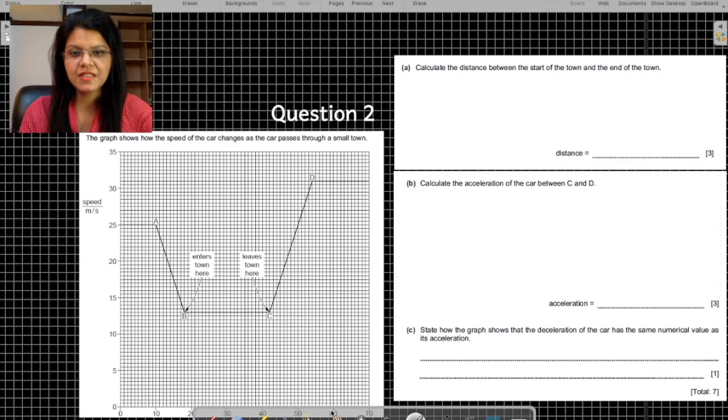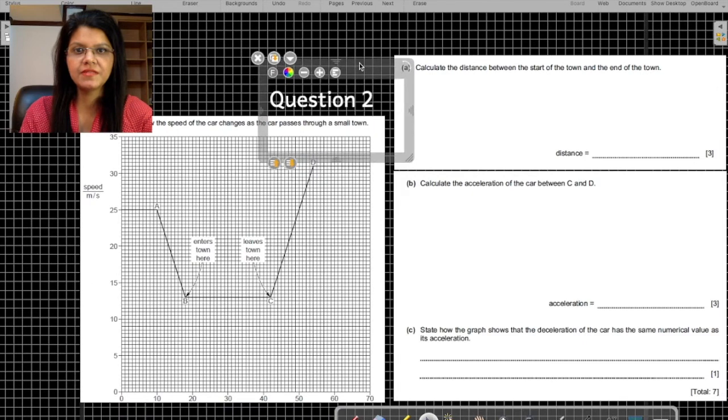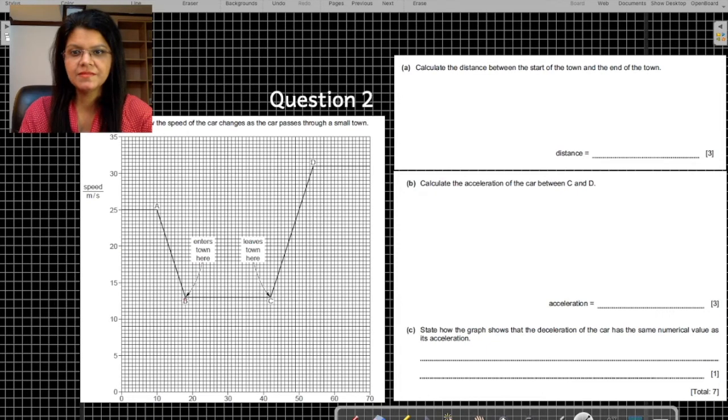So where is the start of the town? Here we are. Just hold on, let me take this slightly up. This is not visible. So start of the town is here. The end of the town is here. You have to find the distance. It is a speed time graph. How do you find the distance on a speed time graph? It is the area under the graph. The area under here is that of the area of a rectangle.